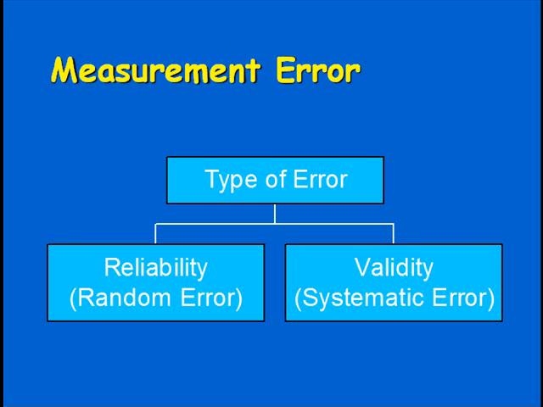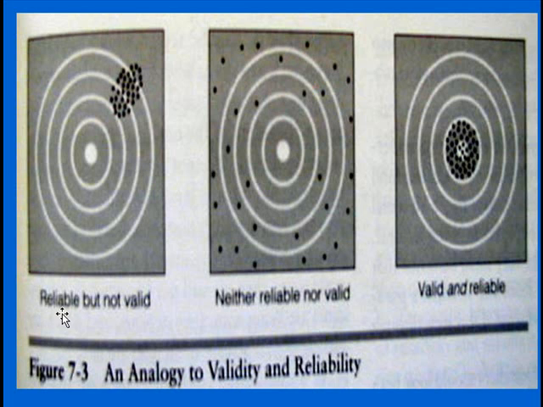Measurement is a human endeavor, and as such, it's fraught with error. And in terms of research, we talk about error as two different types of error. We talk about reliability, which is random error, and validity as systematic error. And visually, we can think of it this way. Reliability has to do with consistency.